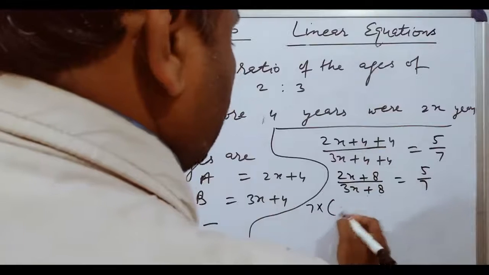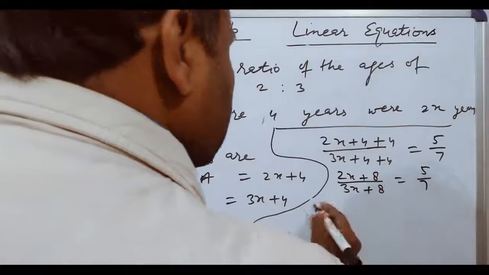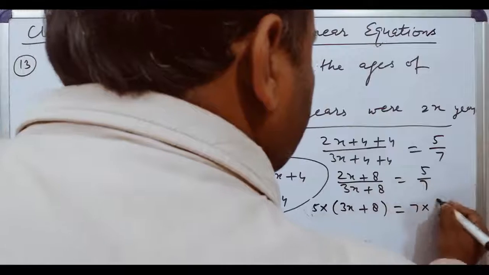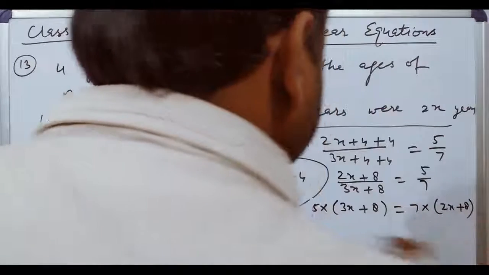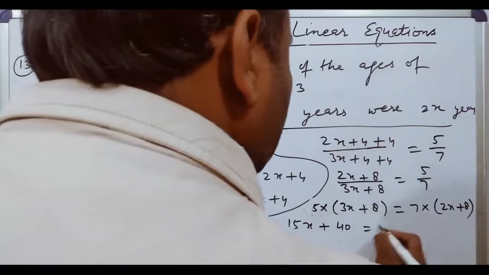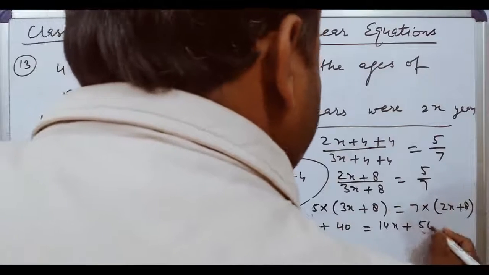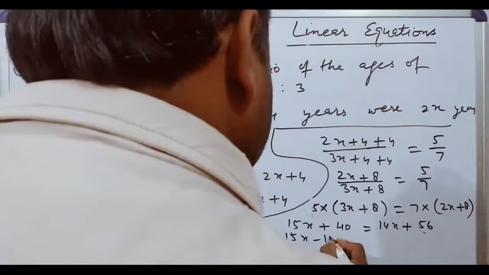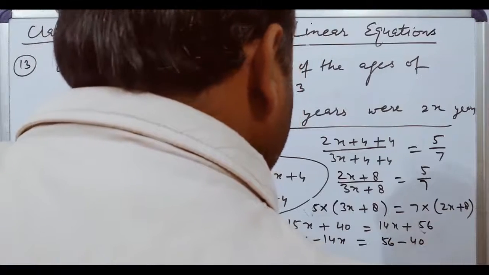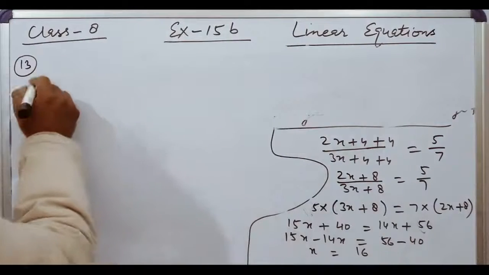Then do cross multiplication. 5 into 3x plus 8 equal to 7 into 2x plus 8. It is 15x plus 40 equal to 14x plus 7 is 56. Now 15x minus 14x equal to 56 minus 40. X equal to 16.